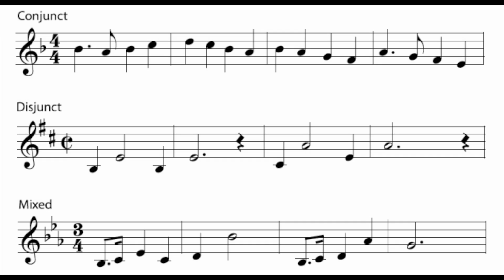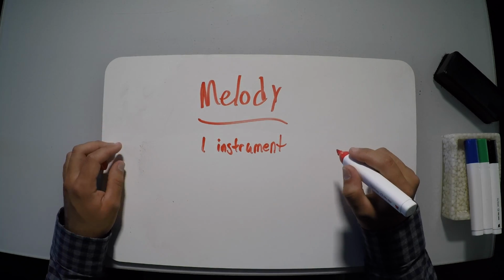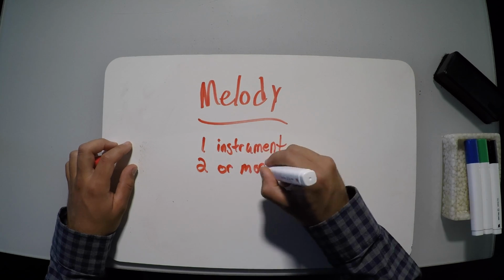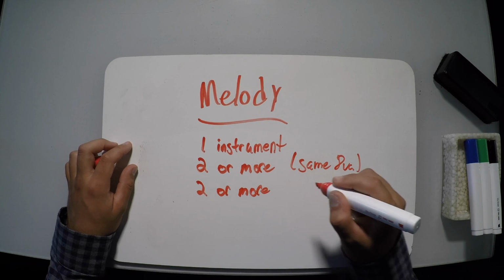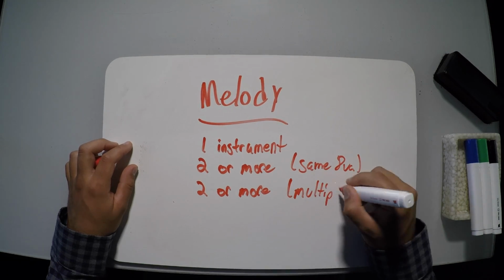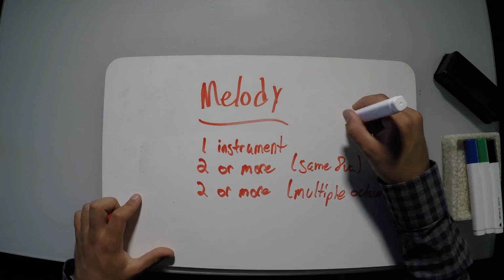Melodies that have a lot of scale patterns and move mostly by step are called conjunct melodies. Melodies that have a lot of arpeggiated patterns and large skips are called disjunct melodies. Most melodies contain a mixture of the two. Now, a melody could be played by one instrument, 2 or more instruments in the same octave, or 2 or more instruments in multiple octaves. This would be called unison.